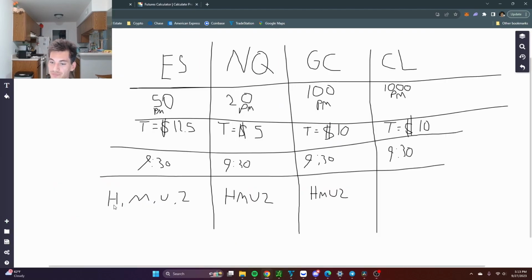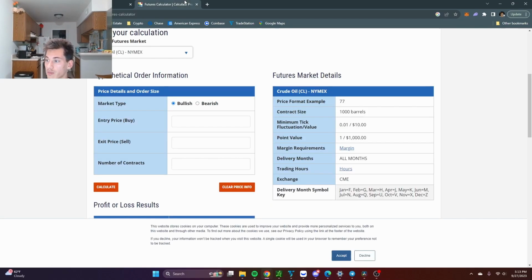So for oil, all the expiration dates. So for oil, there is a lot more expiration dates or delivery months. So for oil, it would just take way too long to write it down. Here are all of them. It is all months that the contract changes. So you'll be updating your contract to trade oil way more often than ES, NQ, and GC.